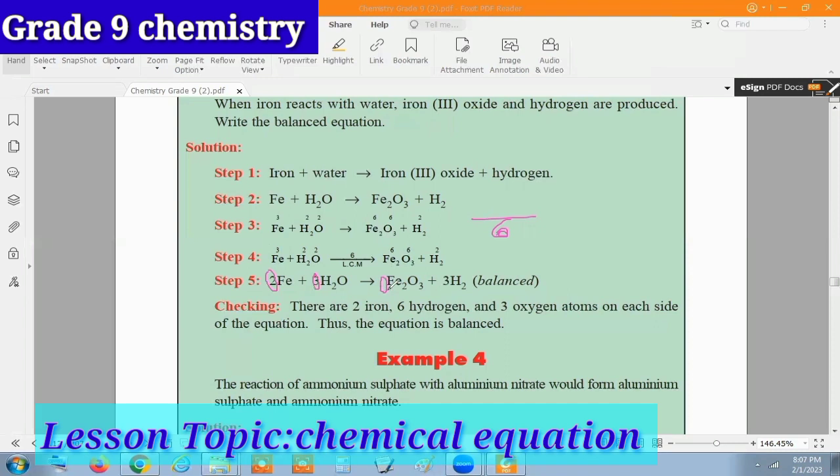Now we cannot write number 1 because the symbol or the formula by itself represents 1. Now divide 6 by 2, it becomes 3. Now use that 3 as a coefficient for hydrogen. Now this equation, if you compare, the number of each atom on both sides of the reaction becomes balanced.